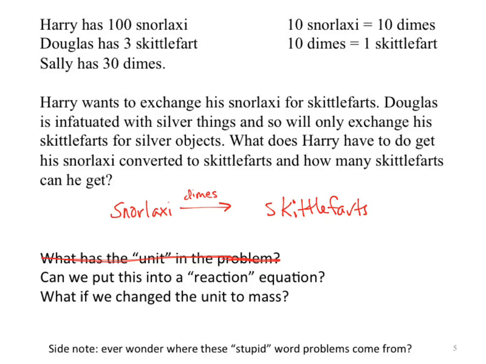Okay. After all of that work that we went through and did, we could also now start to incorporate some extra information, coefficients, into balancing this. How many Snorlaxi did we start with? How many Skittle farts did we end with? 1. Okay. We now have a way to convert Snorlaxi to Skittle farts through the reaction equation without having to deal with all the other weird stuff. Which is what we're trying to do with chemistry.